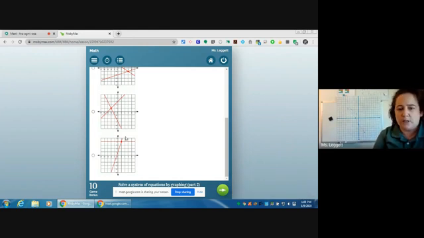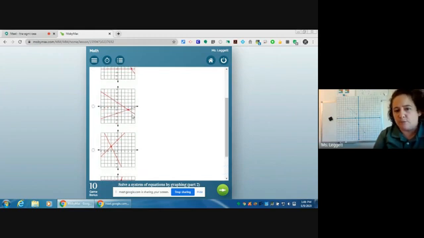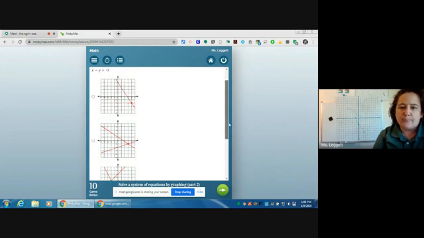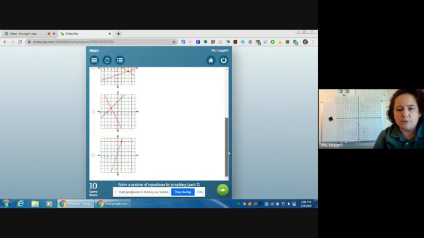This one is actually increasing, so that's false. This one is passing through the y-axis over here at 1, so that's false. This one is passing through 4. All right, so the only one that works out is this one.